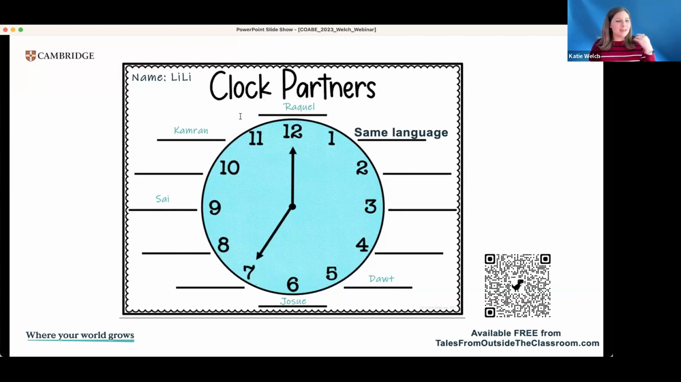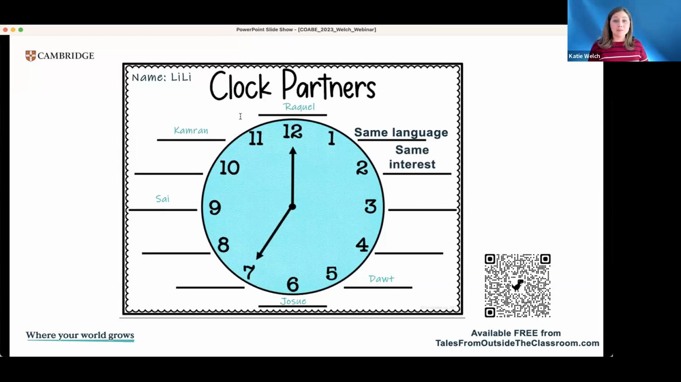But then I may give them the clock with some not filled out, and I might say, I want you to go find somebody who has the same native language as you, and I want that to become your 1 o'clock partner. They'll go find someone and fill in the blank: I know that this person is also a Spanish speaker, I'm a Spanish speaker, so I'm going to put their name there. Then if you want students to work in groups where they have the same native language, you can say, everyone go find your 1 o'clock partner, and they can look on their clock and find who that is.